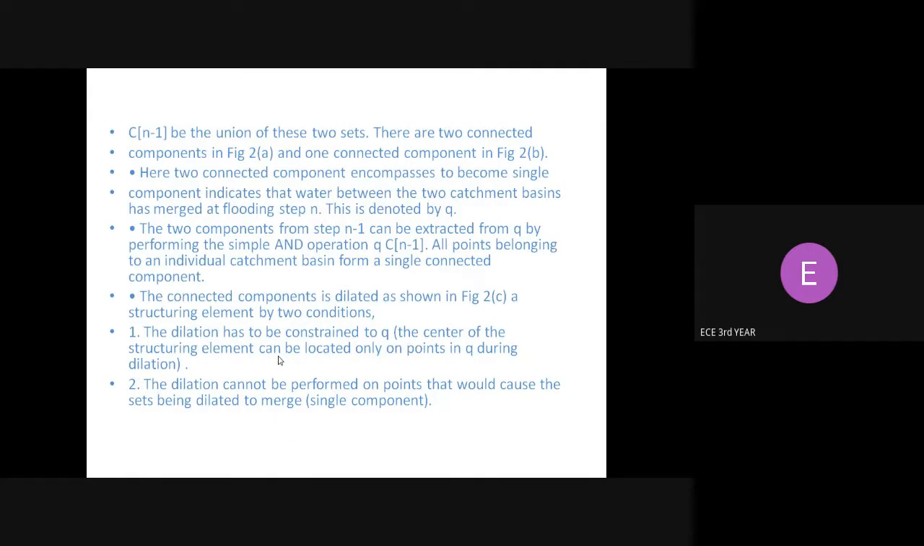C[n] is going to be the union of two sets. These are the two connected components in figure 2a and the connected component in figure 2b. Here, the two connected components merge to become a single component, indicating the water catchment basins. With the help of the diagram, we can see it over here. The two components merge to become the single component, which indicates that the water between the two catchment basins has been merged in flooding step n.